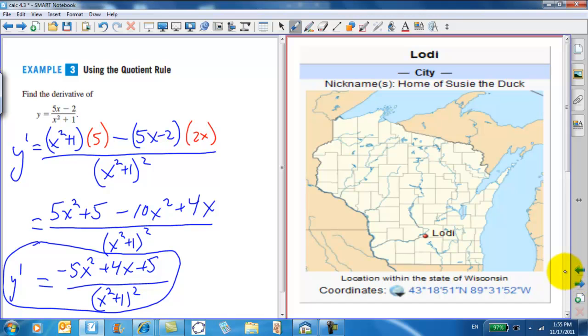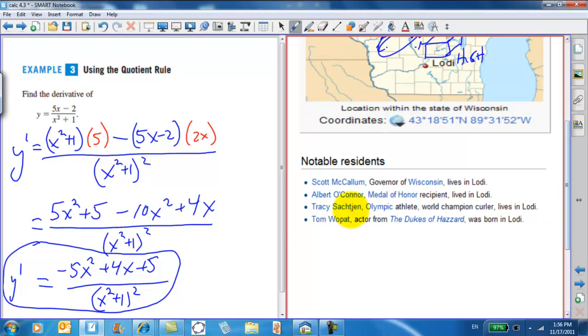Now, here's a way to remember the quotient rule. It's a little mnemonic device based on this city in Wisconsin, Lodi. And I wouldn't doubt if there's some kind of high school right there. There's the running track and the fields and so forth. It's a high school. And it's called Lodi High, where all the really sharp math students go. Lodi High. Also note, is the home of one Tom Wopat of Dukes of Hazzard.